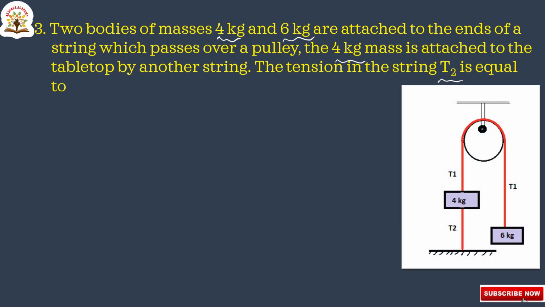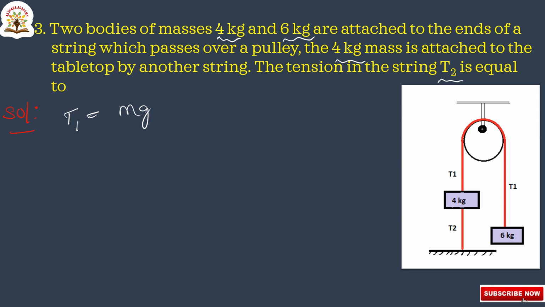See, this is the figure. Two bodies of masses, one is 4 kilogram and another is 6 kilogram, are attached to the ends of the string which passes over a pulley. Another 4 kilogram mass is attached to the tabletop by another string. So we have to calculate tension T2 in the string. So now let us go to the solution.